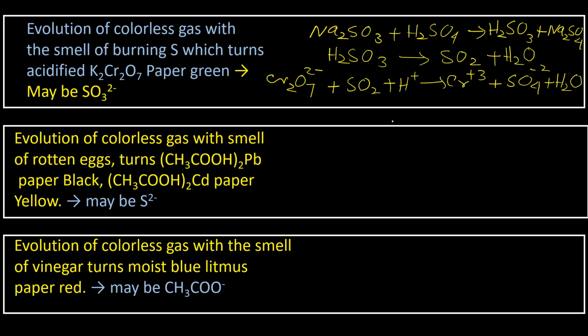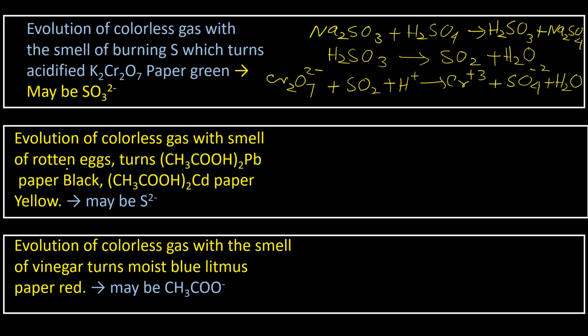This is the equation. So whenever you are dipping the paper and holding it over this gas, the gas with the smell of burning sulfur, then that paper, wherever the dichromate solution is there, will become green. That is the test for your sulfite. Now coming to the next one.